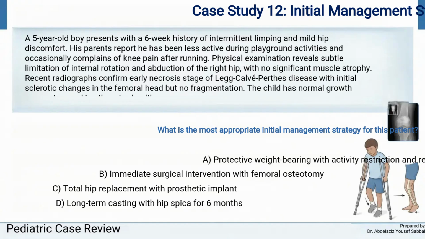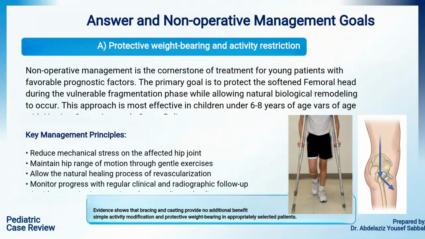Option A. Protective weight bearing with activity restriction and regular monitoring. Option B. Immediate surgical intervention with femoral osteotomy. Option C. Total hip replacement with prosthetic implant. Option D. Long-term casting with hip spica for 6 months. The correct answer is option A. Protective weight bearing with activity restriction and regular monitoring.